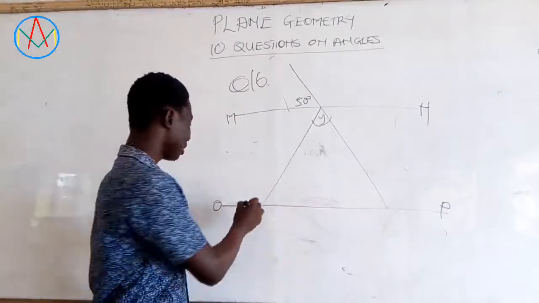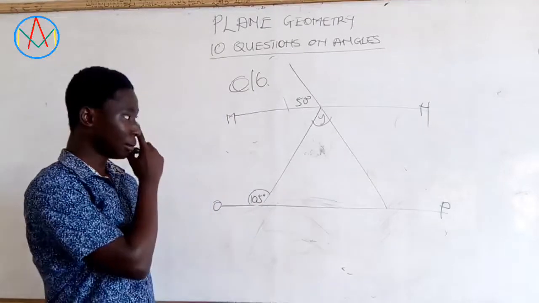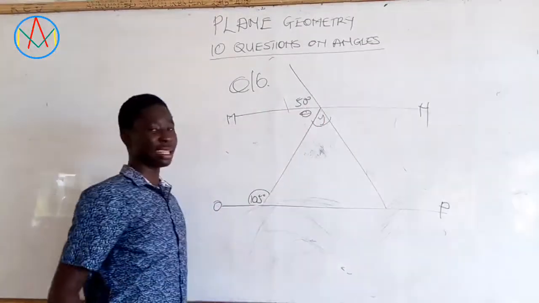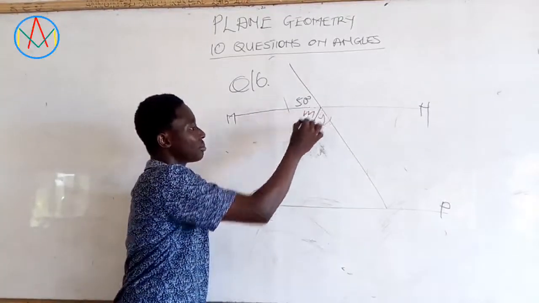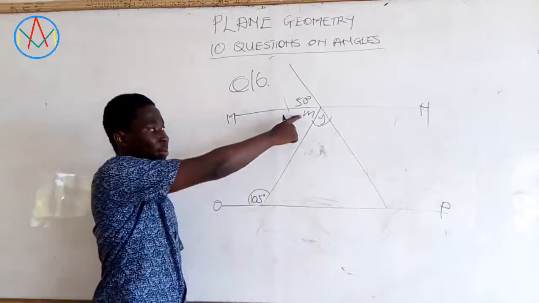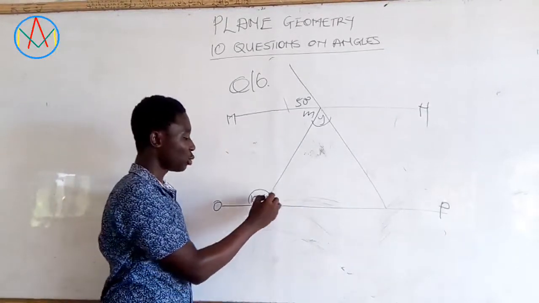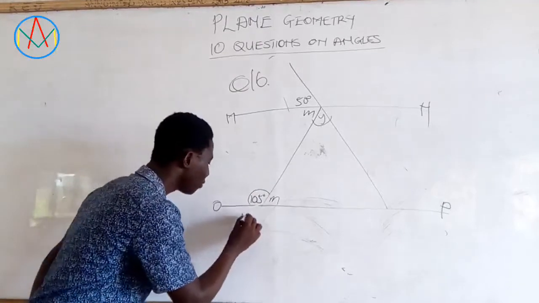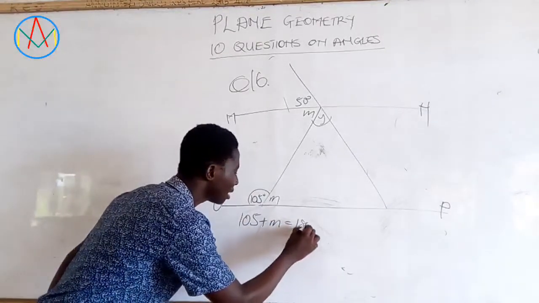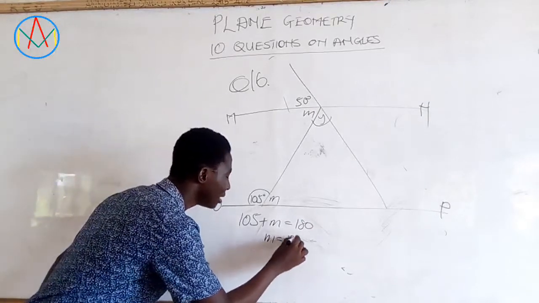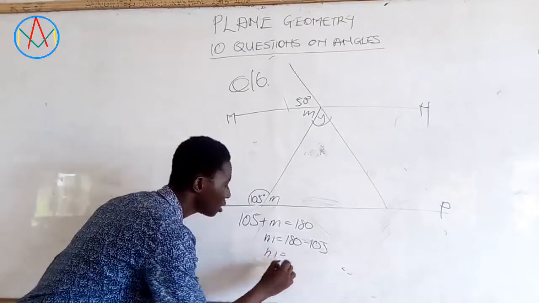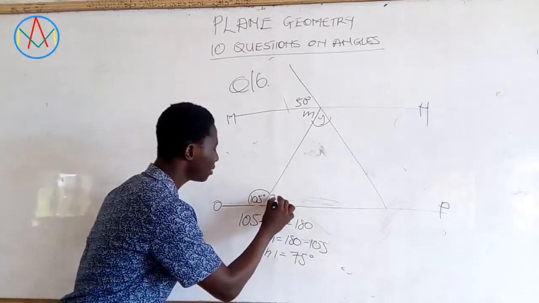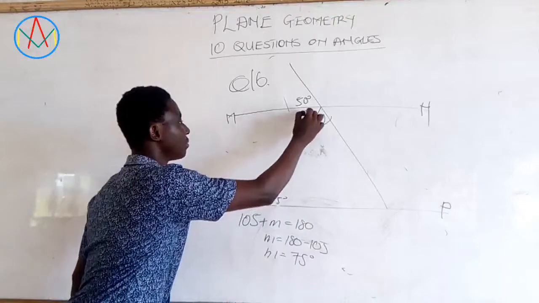To find the value of Y, this side is 105 degrees. Now, do you know this side? We don't know, so let's determine that side, or any variable we want, M. Now, M is vertically opposite to this side, so M is equal to this side. Angles on a straight line sum up to 180. So 105 plus M should give us 180. So M is equal to 180 minus 105. M is equal to 75 degrees. So we know this place to be 75 degrees. This place is also 75 degrees.